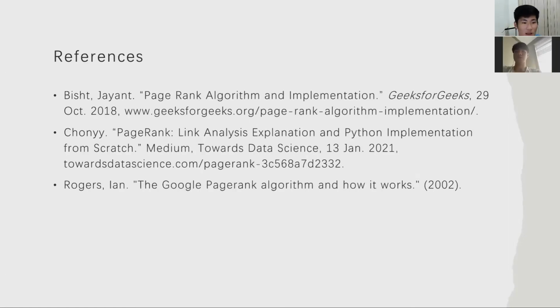So these are the references that we used to complete this final project, which includes a citation from a scholarly paper written by Ian Rogers, who gave a very thorough explanation on how the Google PageRank algorithm works, and a deep dive into the central equation itself. And he gives a very good explanation on each of the variables, and also gives a demonstration on how the PageRank algorithm is supposed to run.